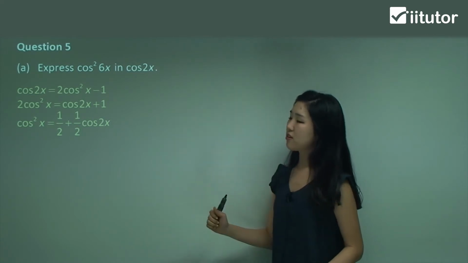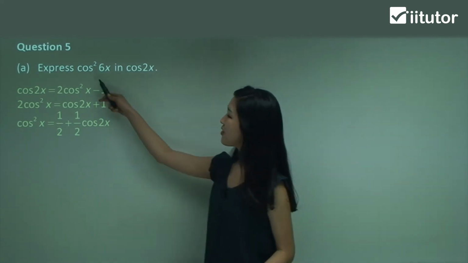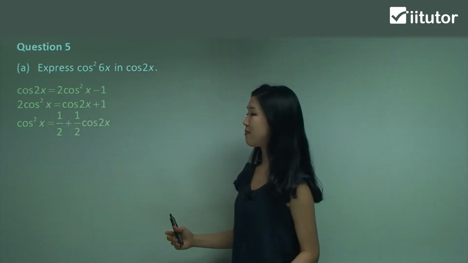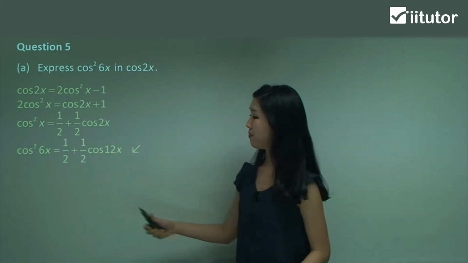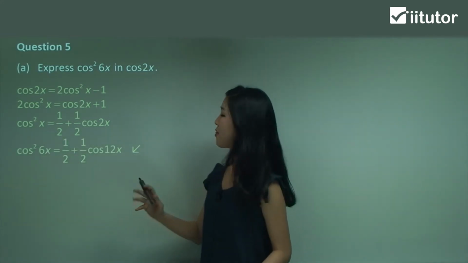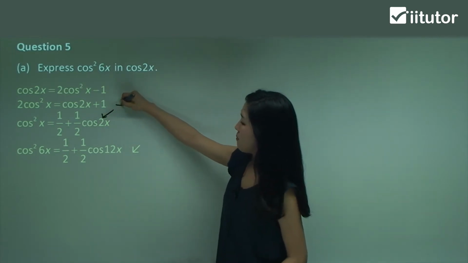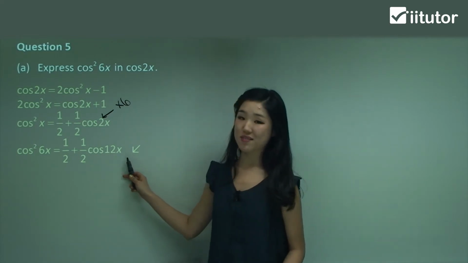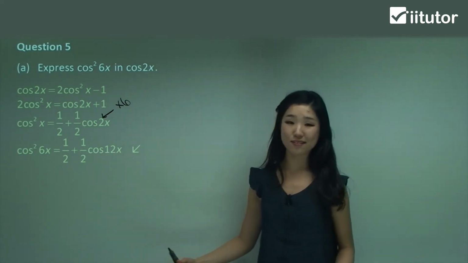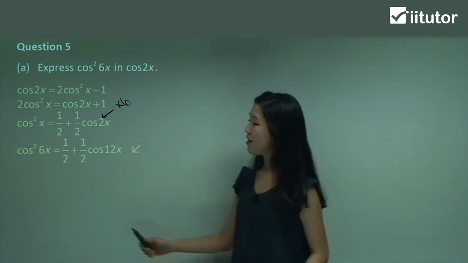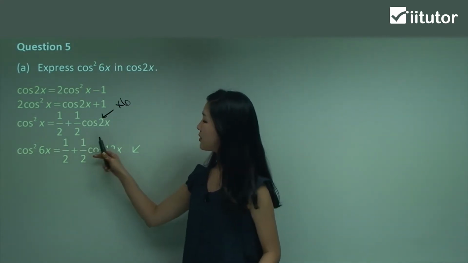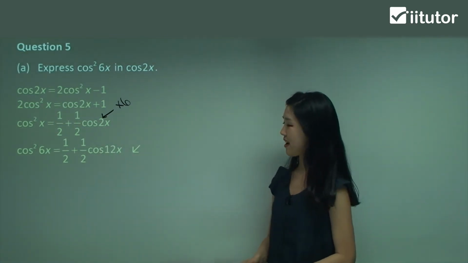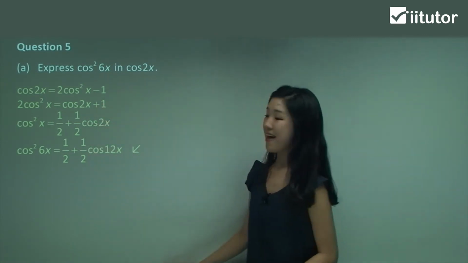Now look back to the question, guys. It's actually asking for cos 6x squared, not cos x squared. So if I want to make it cos 6x squared, then I'm simply going to multiply this by 6 as well. So it becomes cos 12x over here, because 2 times 6 is simply 12. Alright, so do you get that? Because I've multiplied that by 6, I must also multiply this by 6. So it becomes 12x. So have a look, guys. I'll rub this off. And that's our answer for part A.